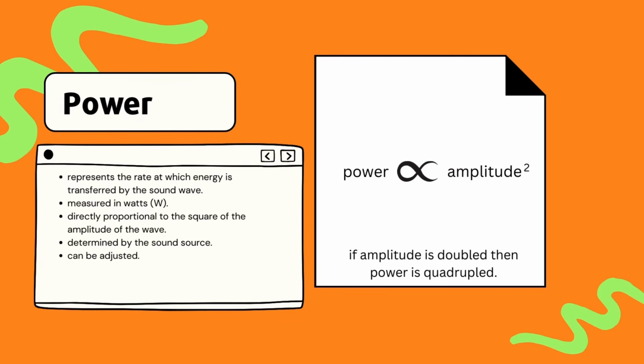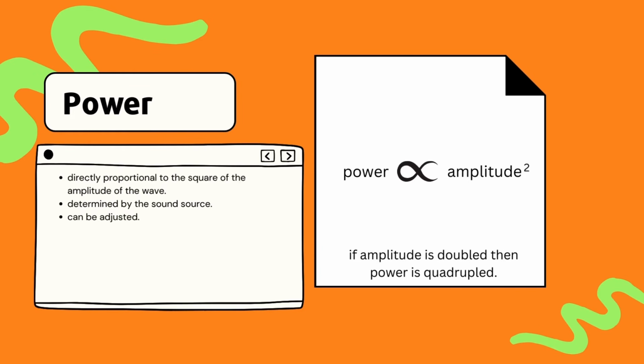Now, let's explore the concept of power. Power represents the rate at which energy is transferred or the rate at which work is performed, and it's measured in units of watts. Now here's the key point. Power is directly proportional to the square of the amplitude of the wave. So in simpler terms, when the amplitude of the wave increases, the power of the wave increases exponentially. So if we double the amplitude, the power of the wave actually increases by a factor of 4. This means that doubling the amplitude results in a quadrupling of the power.